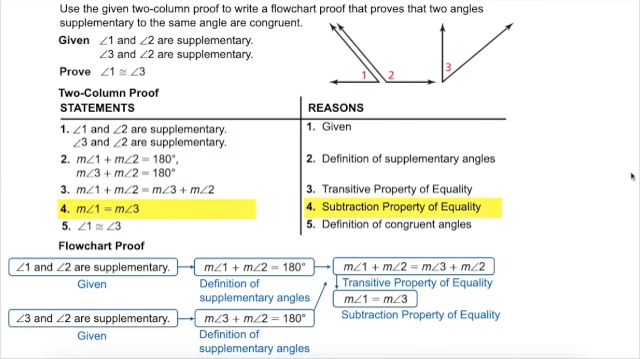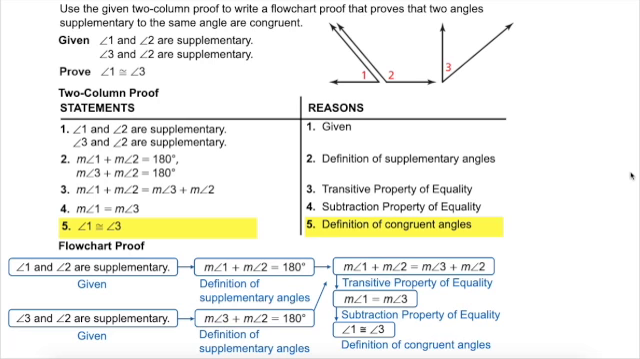So the last thing we're going to do is say, hey, this angle is congruent to this angle, and that's the definition of congruent angles. It gets kind of messy and confusing to do these kind of proofs. We just want to take it one step at a time.